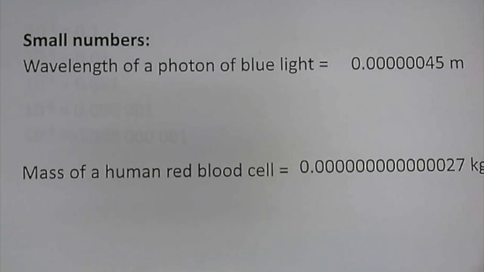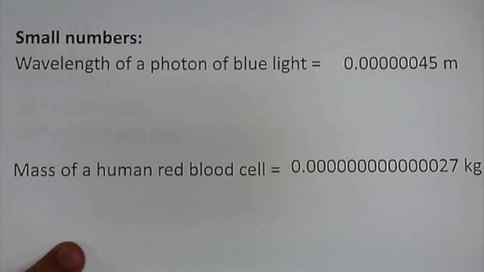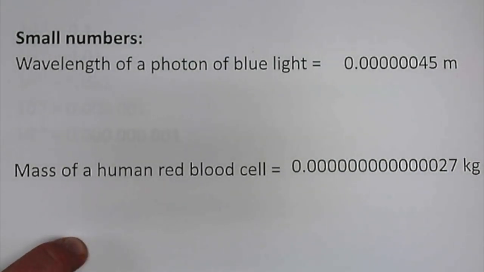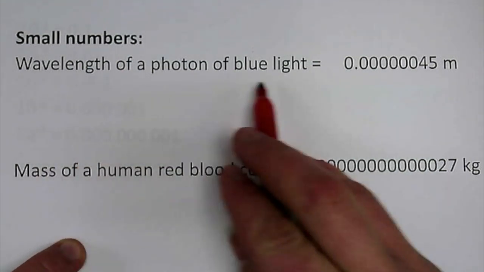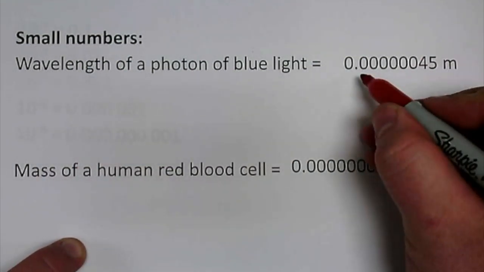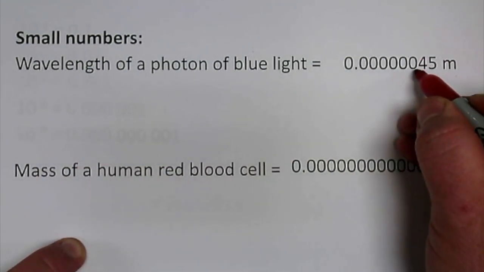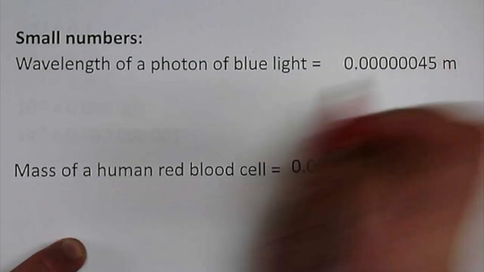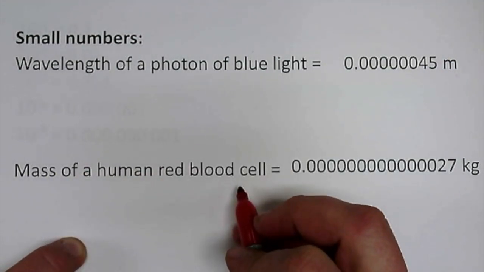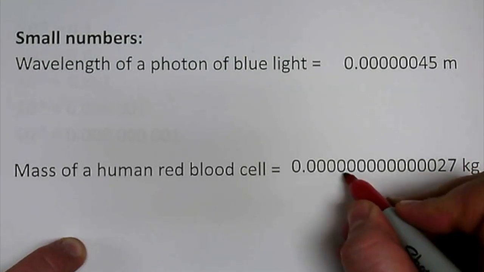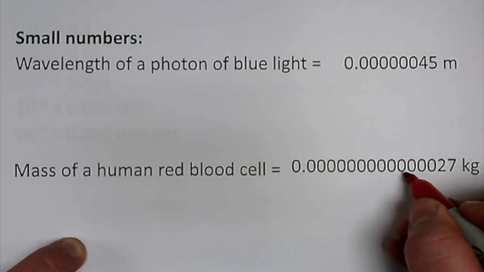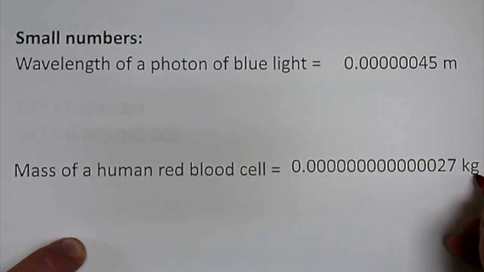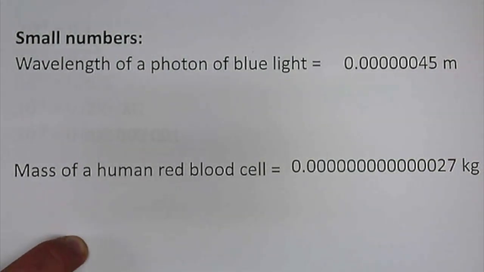Now we can also do scientific notation not just with large numbers, but also with very small numbers. For example, the wavelength of a photon of blue light is 0.0000045 meters, or the mass of a human red blood cell, also really small, 0.0000000000027 kilograms. Very small numbers.